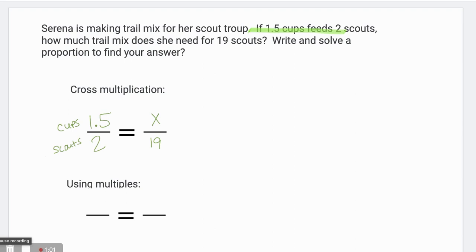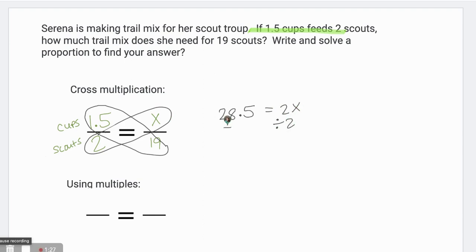So if I cross multiply, I'm going to do 1.5 times 19, and 1.5 times 19 is going to give us 28.5. 2 times x is going to give us 2x. And then I'm going to divide by 2 here to get my answer. So 28.5 divided by 2 is going to give us 14.25 cups.